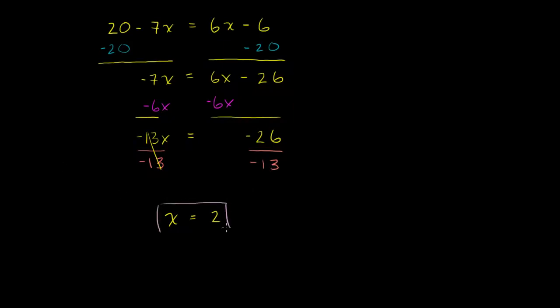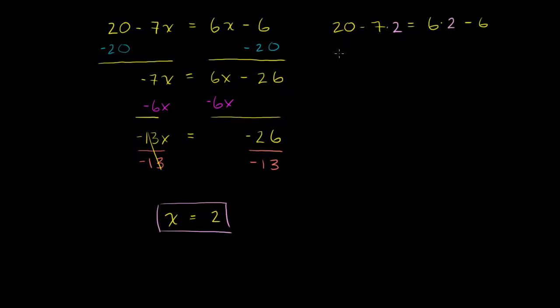Now let's verify that it really works. That's the fun thing about algebra. You can always make sure that you got the right answer. So let's substitute it back into the original equation. So we have 20 minus 7 times x. X is 2. Minus 7 times 2 is equal to 6 times x. We've solved for x. It is 2. Minus 6. So let's verify that this left-hand side really does equal this right-hand side.